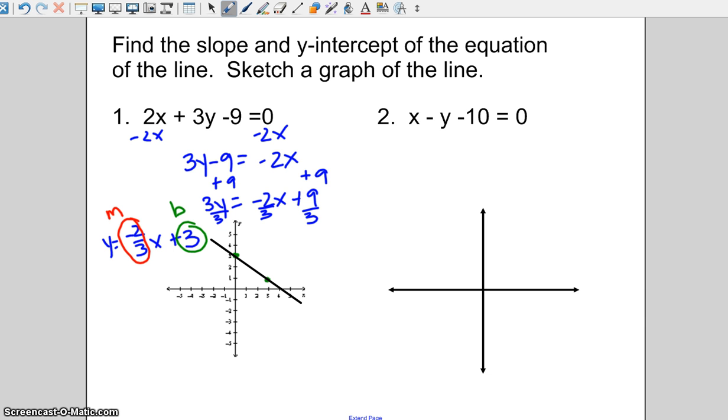For number 2, again, we have to solve it for y, so let's subtract x. The opposite of y minus 10 equals the opposite of x. Add the 10. The opposite of y equals the opposite of x plus 10. And then we need to make the y positive, so divide everything by negative 1.